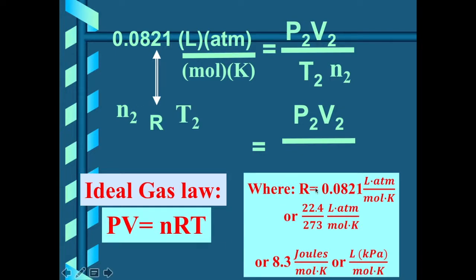This value of R is derived from 22.4 divided by 273, and sometimes this unit is not given, but rather we have 8.3 joules per mole Kelvin, or this joules per mole Kelvin is just equal to liter multiplied by kilopascals per mole Kelvin. So this will always be given in the exam, or sometimes 0.0821 is also given. Take note, the formula is PV equals nRT.